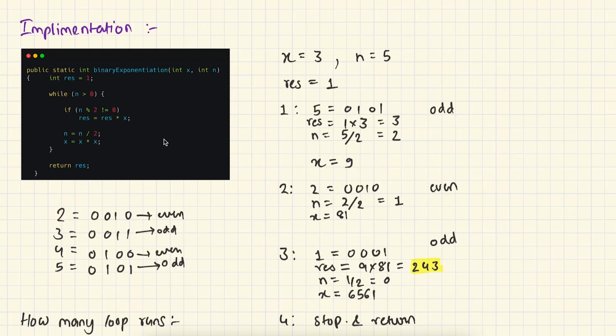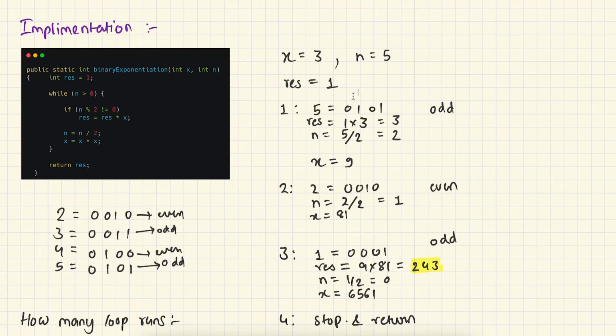Okay, so now let's dry run this code and see how it works. So let's say the value of x is 3 and n is 5. Now we want to calculate 3 to the power 5. So first, initially the value of result is 1. Now in first iteration, we check if n is greater than 0. Yes, n is greater than 0.